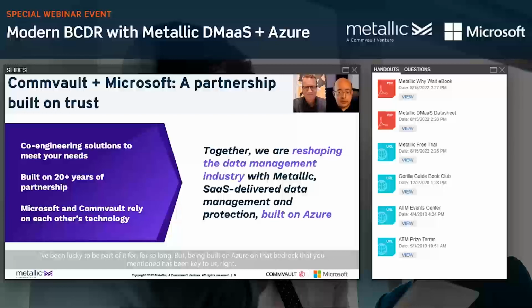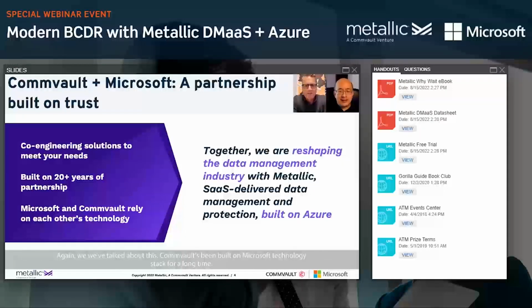But being built on Azure, on that bedrock that you mentioned, has been key to us, right? And accelerating customers' journeys to Azure and to the cloud in general, to SaaS services is really important. And really, we rely on each other's technology. There's no better way of accelerating a partnership than to rely on each other's tech. What have you seen in our relationship over that time?